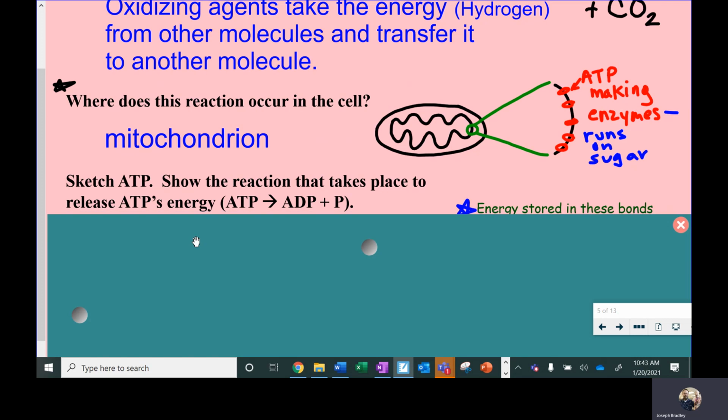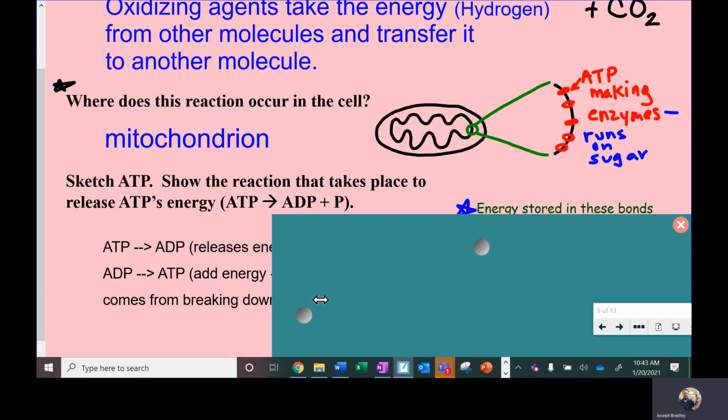Finally, we want you to sketch ATP. So ATP is a nucleotide. ATP going to ADP releases energy, and then ADP going to ATP adds energy. So in the process of this, we're going to be making energy.